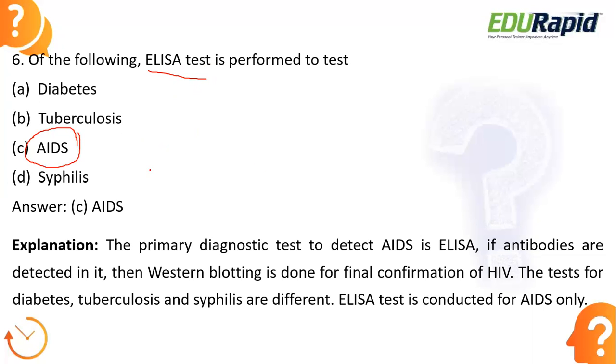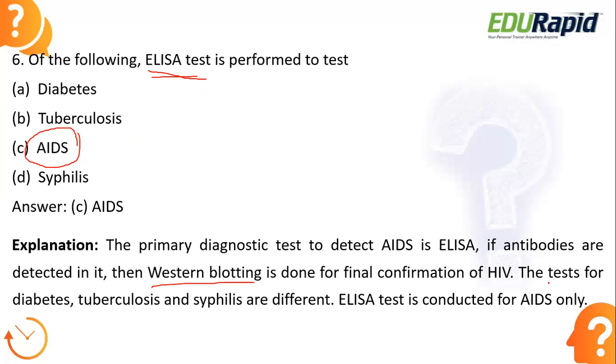So now, when there is a presence of antibodies after the ELISA test is performed, then for the final confirmation stage, the confirmation test, here we have Western blotting. This is one of the tests which is done after the ELISA test to confirm the presence of HIV virus, which would have caused AIDS disease in an individual.